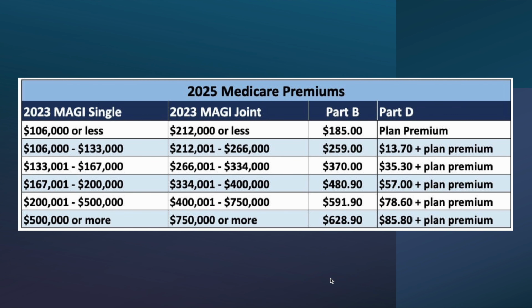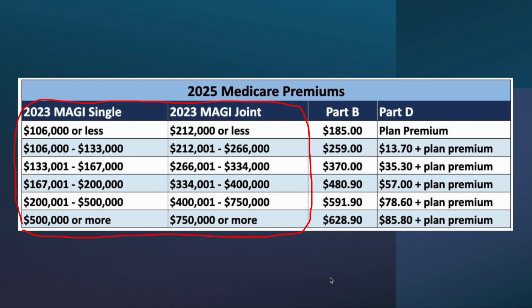So let's take just a few moments and look at the 2025 Medicare premiums for folks who are experiencing IRMAA charges. Again, it's based on your 2023 income. These two columns over here on the left-hand side deal with the income. If you notice, this first column is going to be for folks who are single.